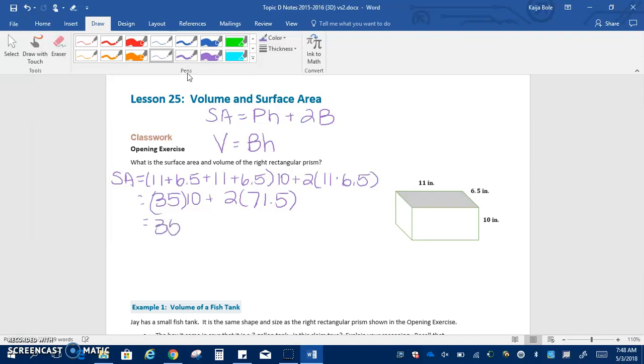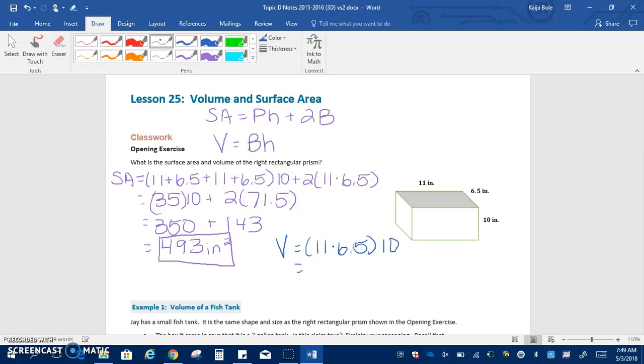35 times 10 is 350, plus 2 times 71.5 is 143. So now when I add those up, I get that my surface area is 493 square inches. So that was the first part. Then they also asked us to find the volume. So the volume would be the area of the base, so 11 times 6.5 times the height, so times 10. So when you plug that all in the calculator, you get 715 cubic inches now because it's volume. Okay.